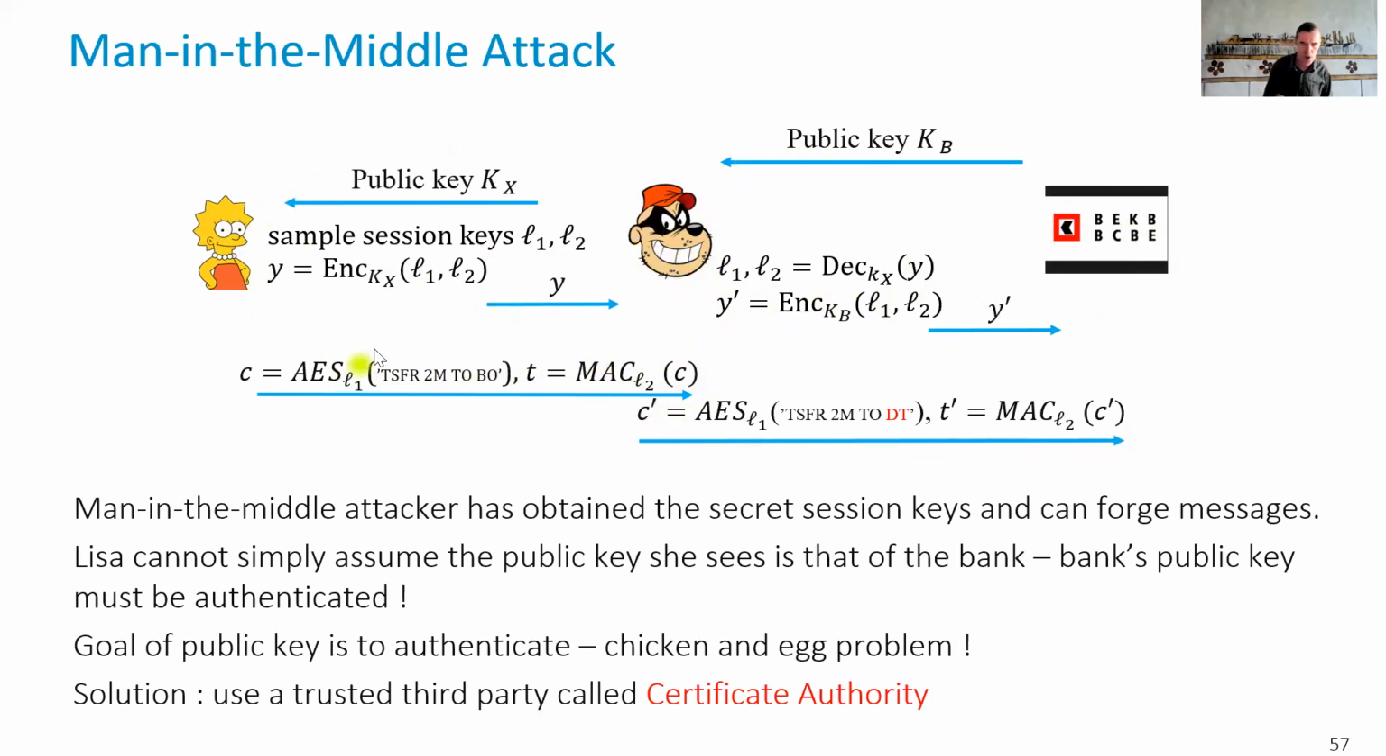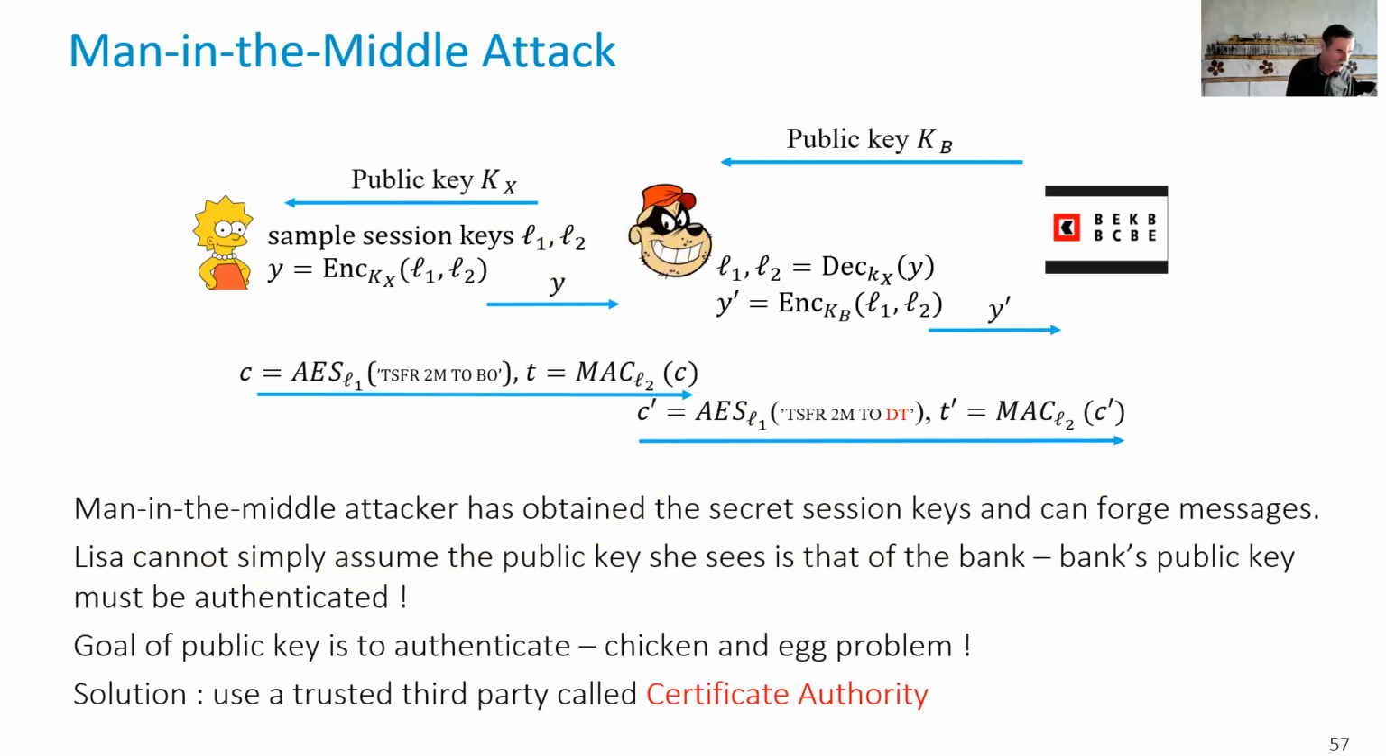So that's called the man-in-the-middle attack, and this breaks all the security we've seen before. In particular, all the secret session keys are broken. They are known by the guy in the middle and can be forged. Why is it possible? Well, this is because Lisa was assuming that the public key she sees is that of the bank, right? And of course it was not. It was the public key of the bad guy.